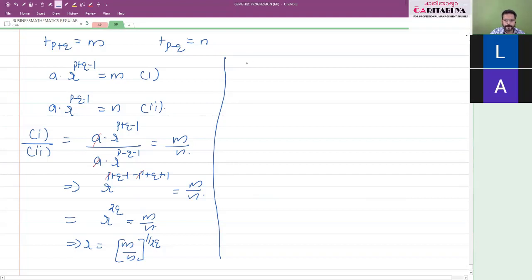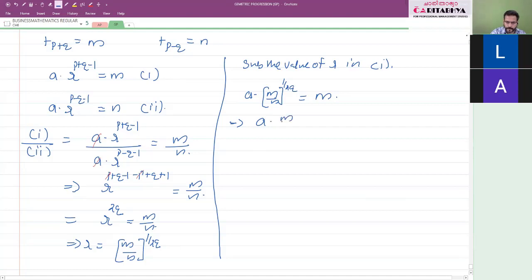Okay. Then substituting the value of r in equation 1: a into M by N the whole raised to 1 by 2Q is equal to M.